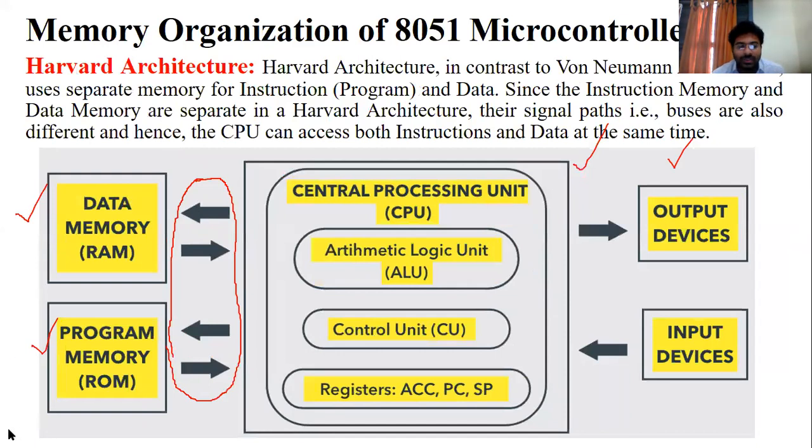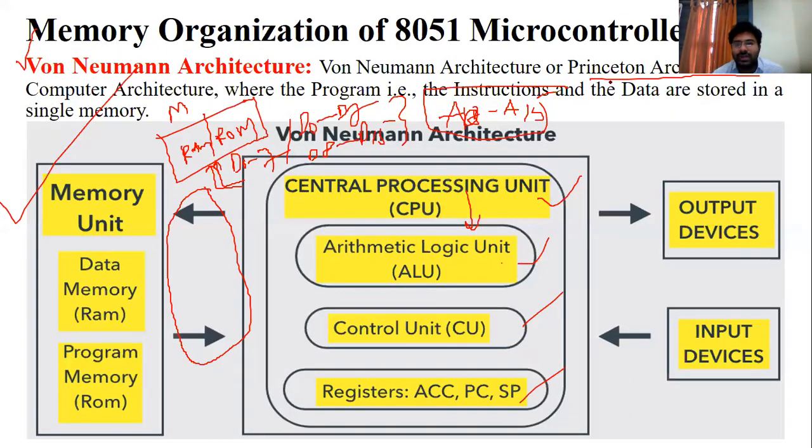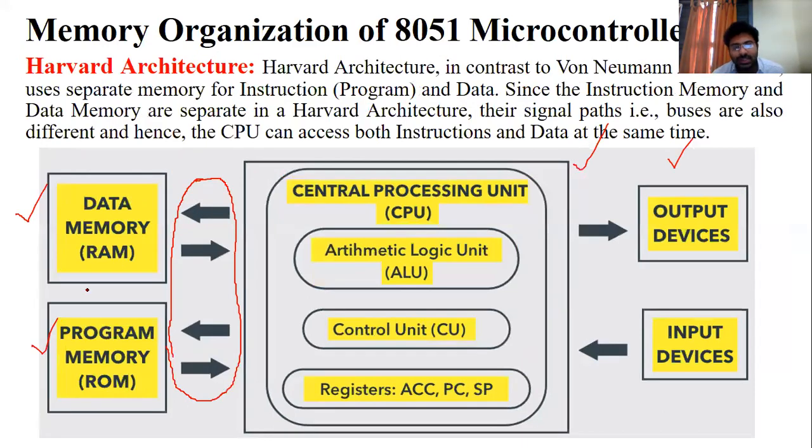But which architecture are we following? This architecture. Whatever we have discussed so far, the 8086 microprocessor or the 8051 microcontroller architecture, is designed based on the Von Neumann architecture. When compared to the Von Neumann architecture, in the Harvard architecture you are accessing both instructions and data at the same time. This is one of the advantages. But what is the drawback of this one? We are using separate addresses and data buses.